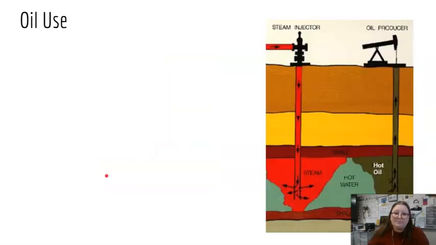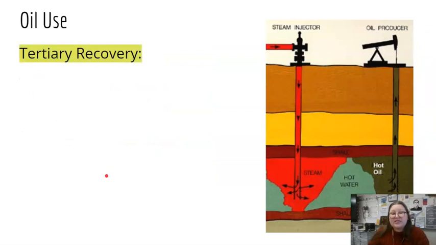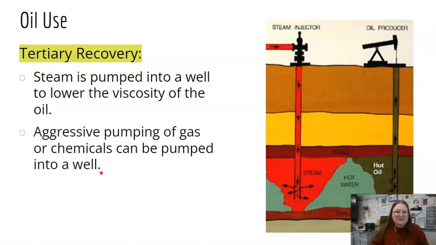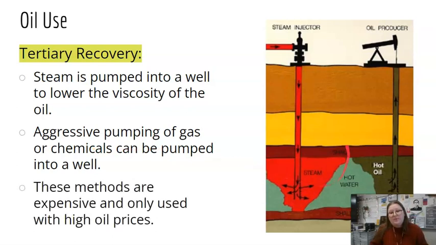And then last but not least is the tertiary recovery. So steam is pumped into a well to lower the viscosity of the oil. So we heat up the oil, and if you've ever cooked with even just cooking oil, when you heat up oil, it gets a lower viscosity, which means it's more watery. It's easier to get out. Aggressive pumping of gas or chemicals can also be done. So it might not just be steam; there may be chemicals going in as well.